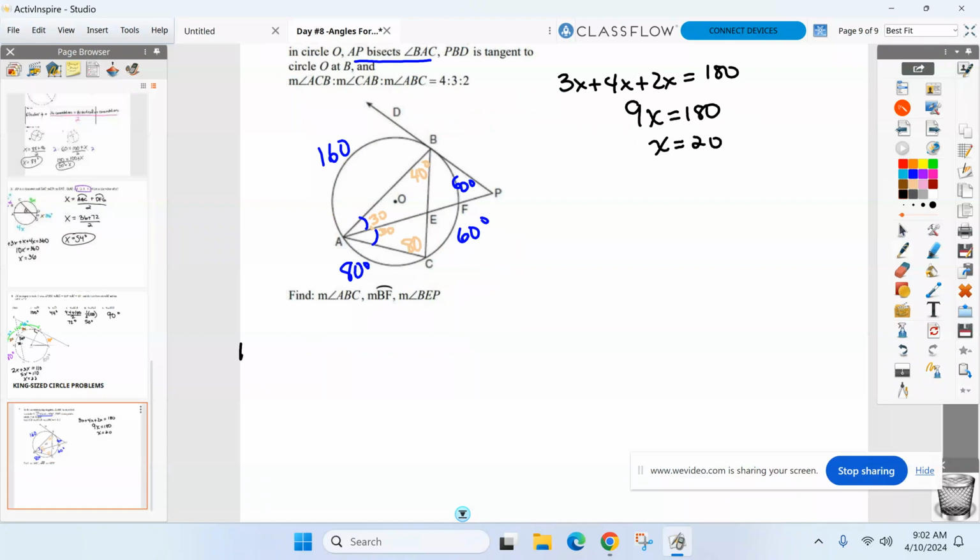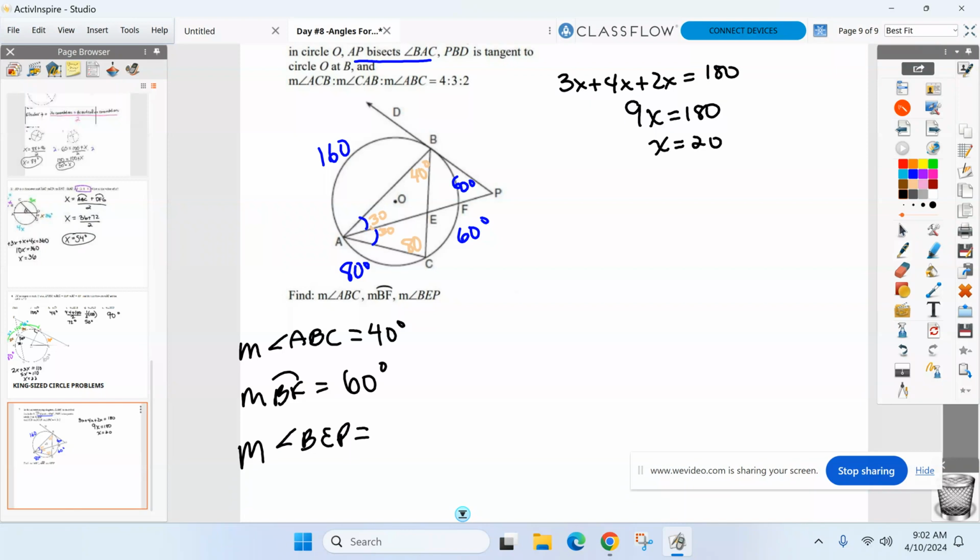All right, first part, find angle ABC. Oh, guess what? We already did it. It's 40 degrees. Oh, you want me to find the measure of arc BF? You got it. I already did it. I don't have to think about it and get nervous. It's 60. All right, the one we are going to have to do work for before we end it today. How about the measure of angle BEP?